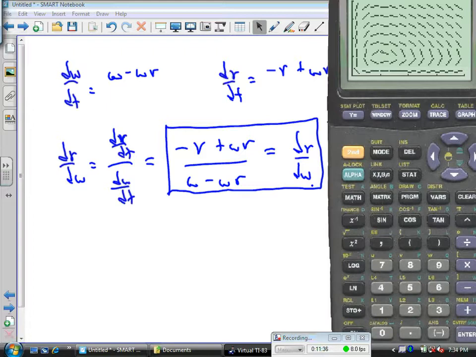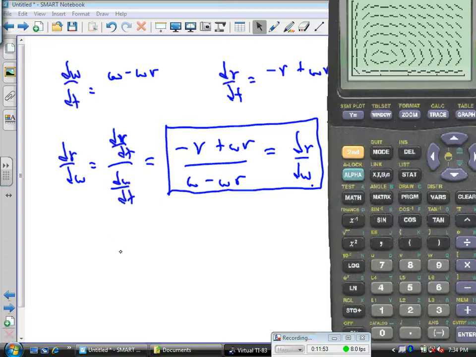Number 5. What if w starts with 2, or 2 million worms, and r starts at 2, or 2,000 robins, at whatever t equals 0 the initial time is? Do the number of robins and worms increase or decrease at first? Why, and why not, or what happens?